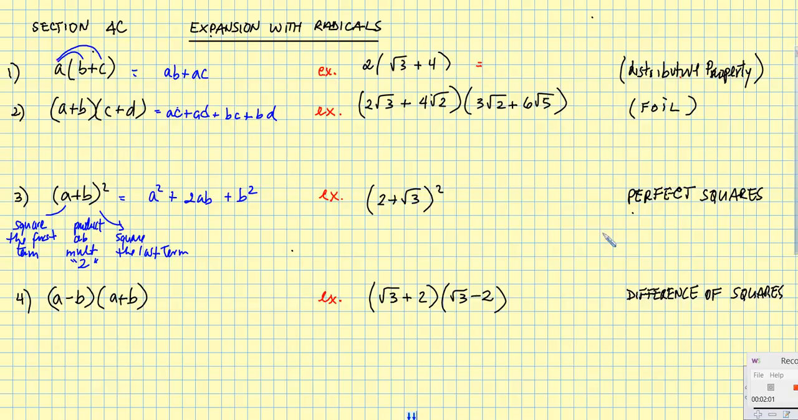And then the very last method that we learned was the difference of squares expansion, which was the easiest of all, because when we had two identical binomials except one was negative inside and the other one was positive, all you had to do was square the first term and square the last. So square the first, square the last, and then you just had to put a minus in between.